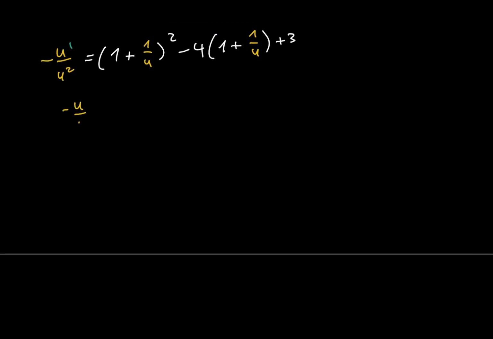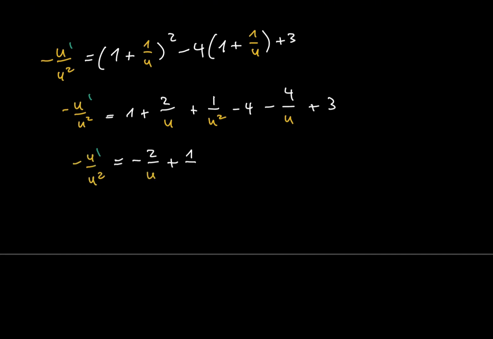Now expand carefully. (1 plus 1 over u) squared gives 1 plus 2 over u plus 1 over u squared. Then minus 4 times the bracket gives minus 4 over u. Then plus 3. Now simplify. So u prime equals 2u minus 1.